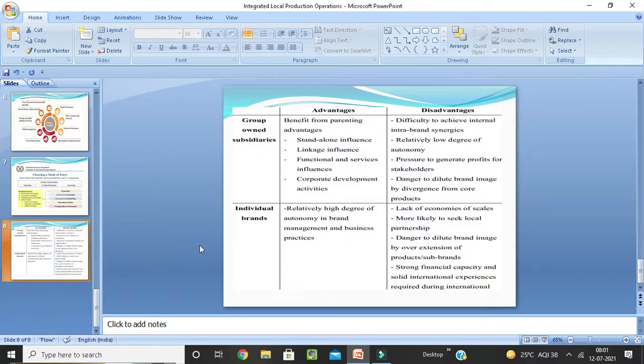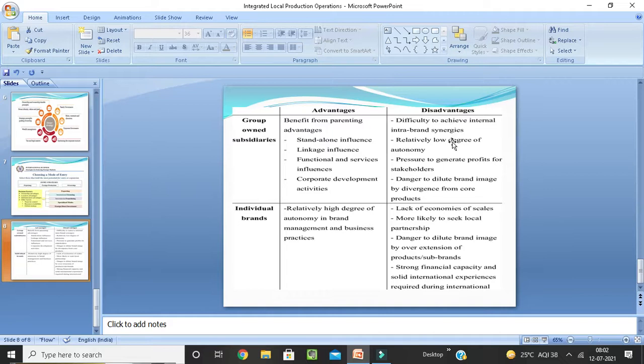At last, we want to go to the advantages and disadvantages. For group-owned subsidiaries, what are the advantages, and for an individual brand, what are the advantages and disadvantages for these two groups? There is benefit from partnering, parenting advantages like standalone influence. We have group-owned linkage influence, functional and services influence, and corporate development activities. When we have an individual brand, there is a relatively high degree of autonomy in brand management and business practices. So we can take the whole decision, we can take the right choice, whereas here we need the partnership, we have to wait.